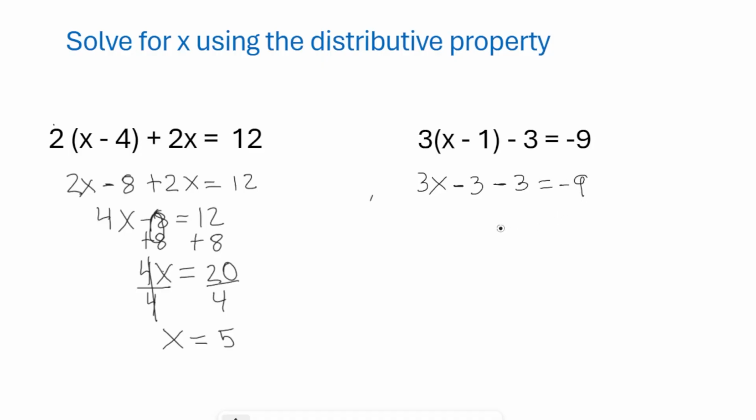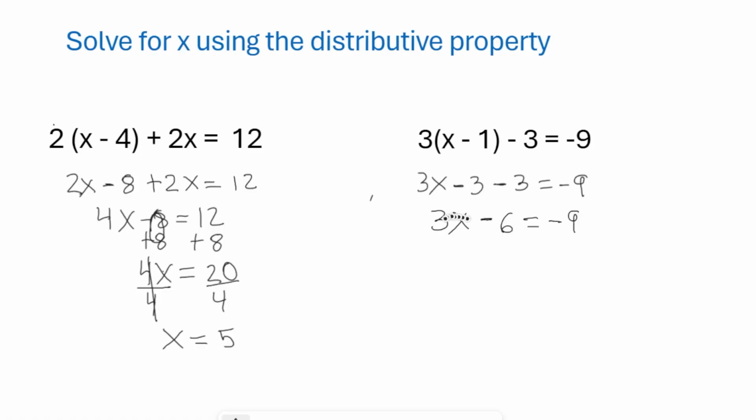The next step, combining like terms. In this case, we're just going to combine those two numbers. So I'm going to write 3x, just bring it down. They have the same sign, add it up and keep the sign. So you get -6. On the other side, I'm going to just bring down -9. So remember, all I'm doing is one step at a time.